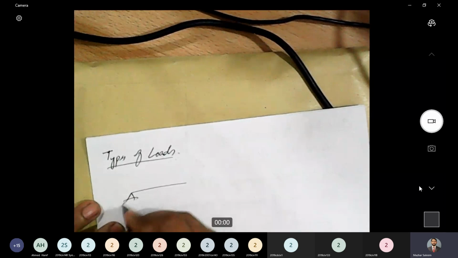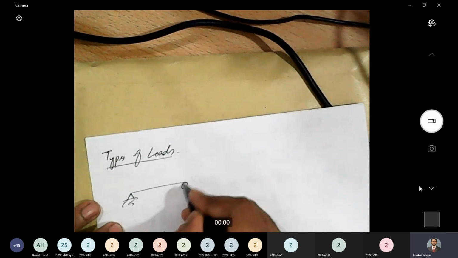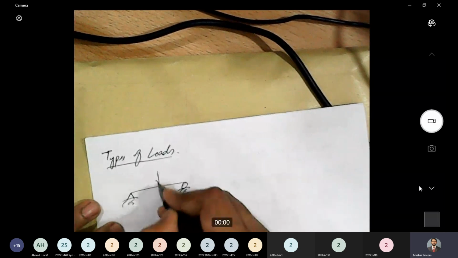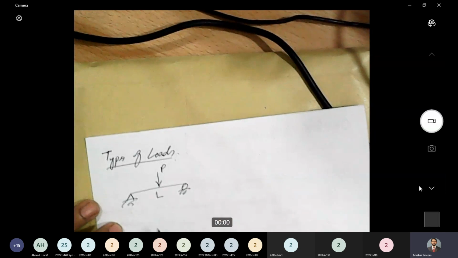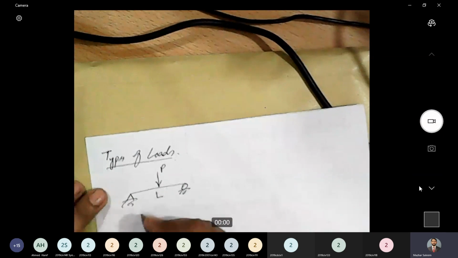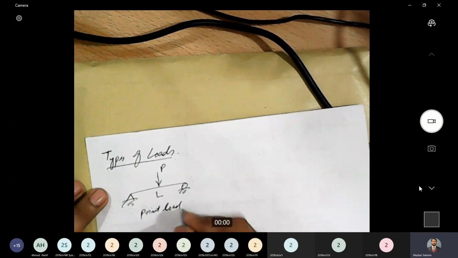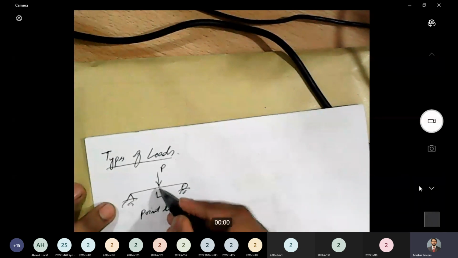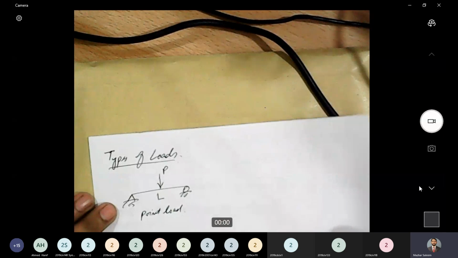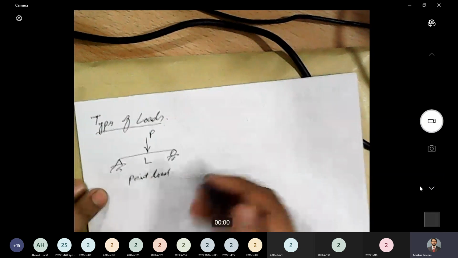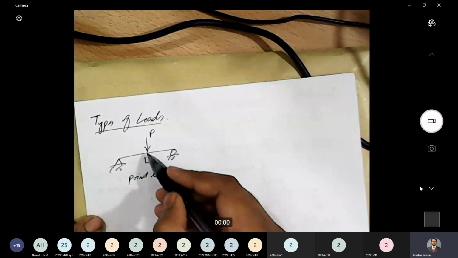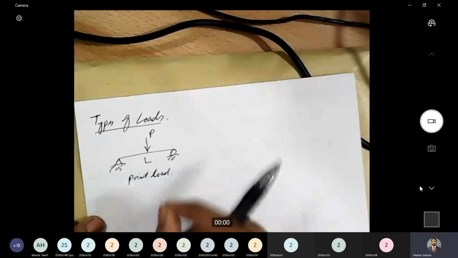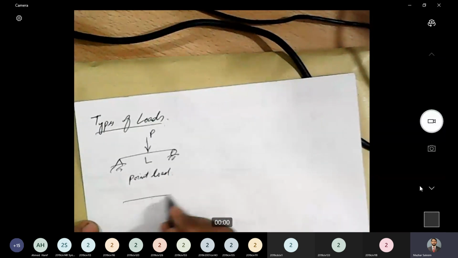If this is a beam and a load is acting like this, I say the load is P and the span is L. This type of load is termed a point load. A point load is the one that acts at a point. It is concentrated at a single point. In practical situations, point loads are not concentrated like a dot. Rather, we have situations like this.